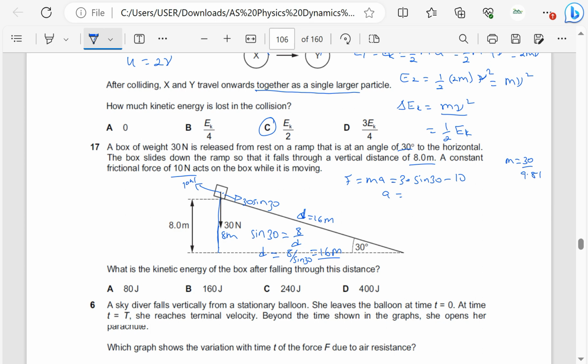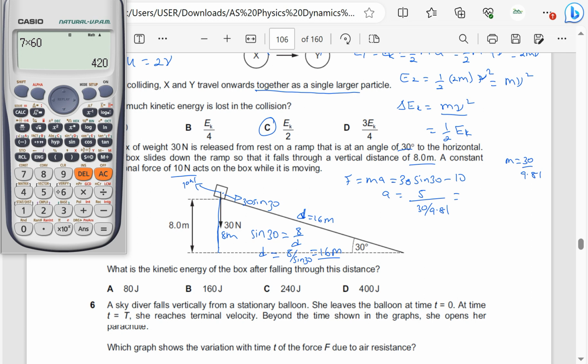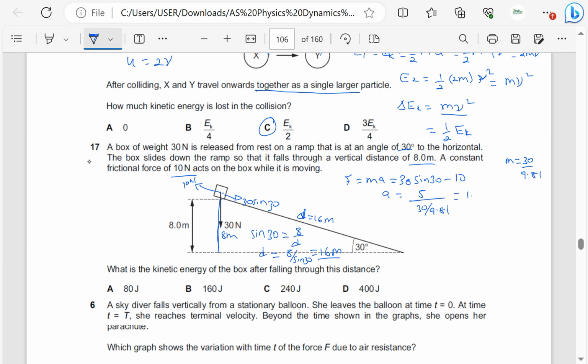Okay, so the acceleration is going to be 30 sine 30, which is 15, minus 10, which is 5, divided by 30 over 9.81. So this is the acceleration, 5 divided by 30 divided by 9.81. So this is 1.635. That is the acceleration. It is constant. I have the distance.